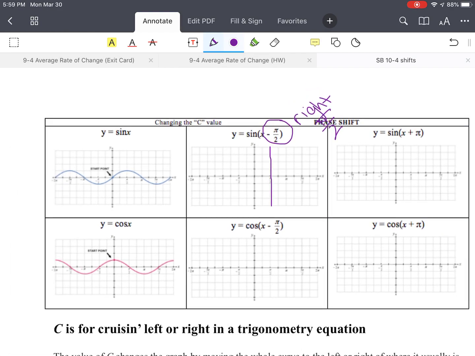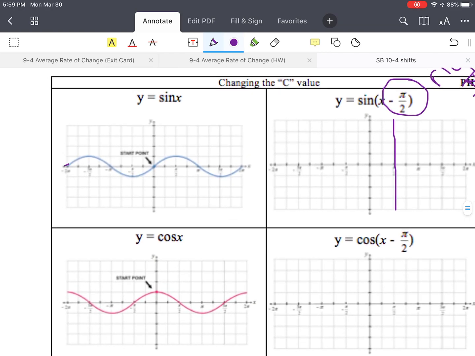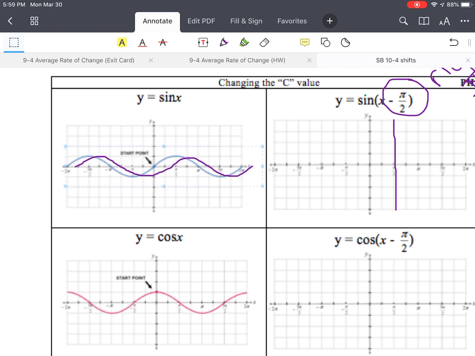In other words, I'm taking this original sine graph, so I'm going to trace over this just so you can see something. I'm going to move it to the right pi over 2. So here is my original. And now I'm going to take this graph and I'm going to move it. Actually, let's put a dot here so we know that's where we started. I'm going to move it to the right pi over 2. So I'm going to leave that there. This is what my new graph should look like. The same exact graph, just shifted to the right, pi over 2.